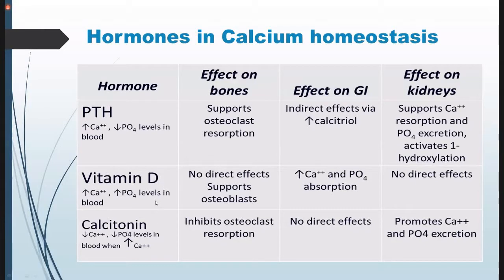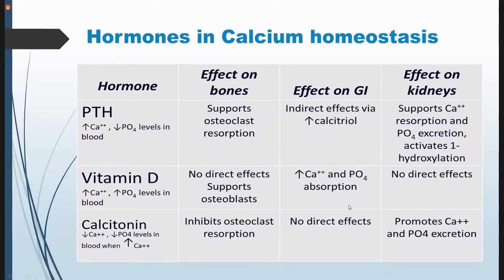Now vitamin D is also a steroid hormone, you can say, because its basic structure is composed of a steroid core, and it increases calcium in the blood and increases phosphate level in the blood as well. Its effect on bone is that it does not directly have any effect on bone as such, but it supports the osteoblasts in functioning. The function of the osteoblast, as you may all know, is to maintain the bone architecture. So it helps in getting calcium and phosphate deposition in the bone.